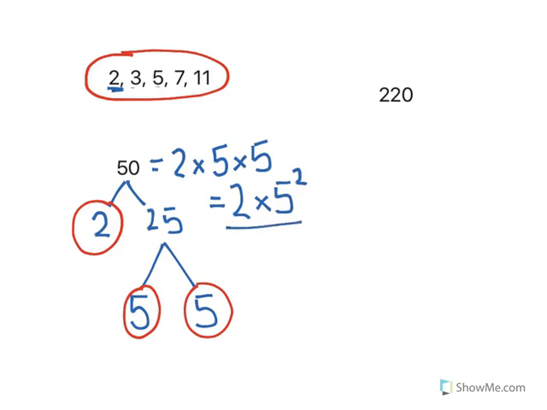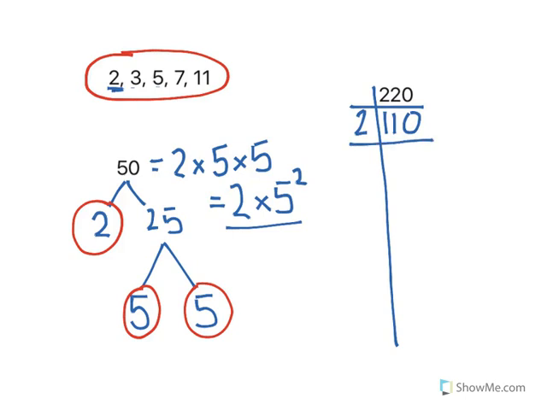Let's have a look at a slightly different method, and we'll start with 220. So this time, I'm going to draw a line down and a line across. Exactly the same method, just looks a bit different. I'm going to start with 2 again. 2 times 110 is 220. I'm not done yet, so I need to keep going.